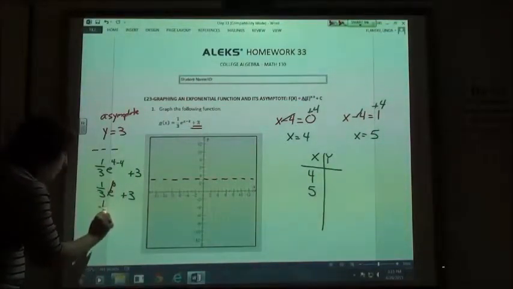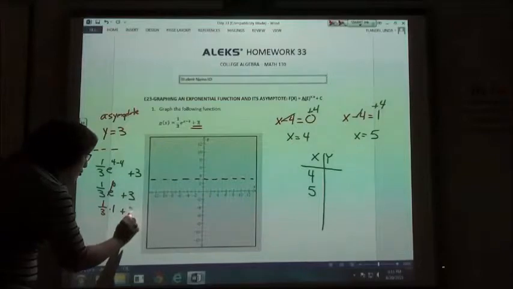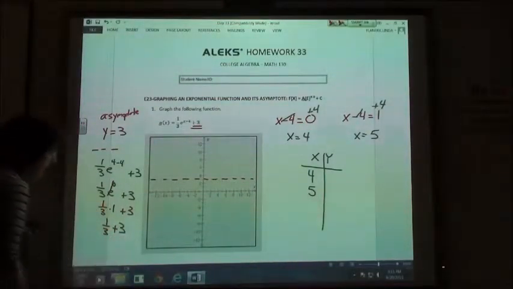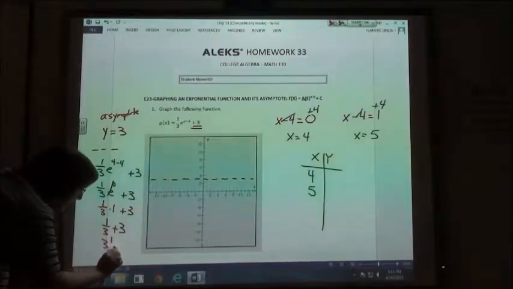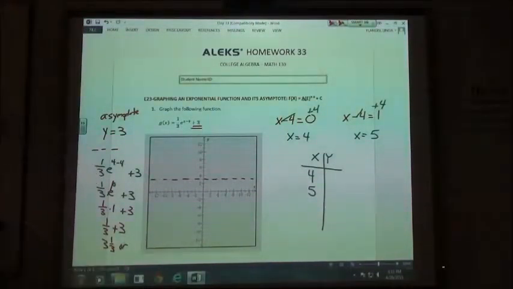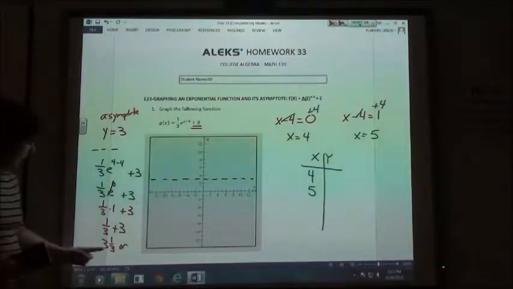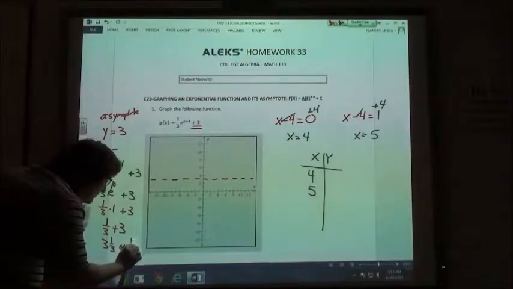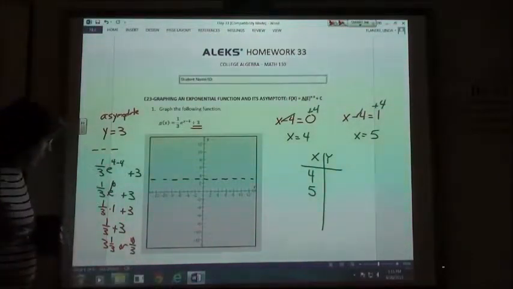So, I have 1/3 times 1 plus 3. Well, 1/3 times 1 is 1/3. 1/3 plus 3 is 3 1/3. We know that in algebra we like to have the improper fraction. 3 times 3 is 9. 9 plus 1, 10. 10/3.